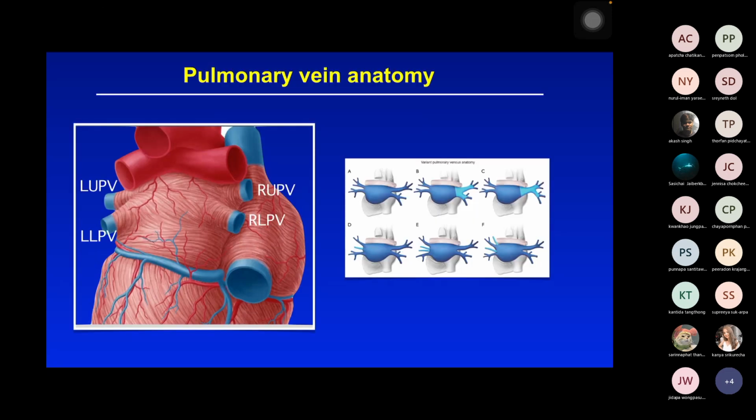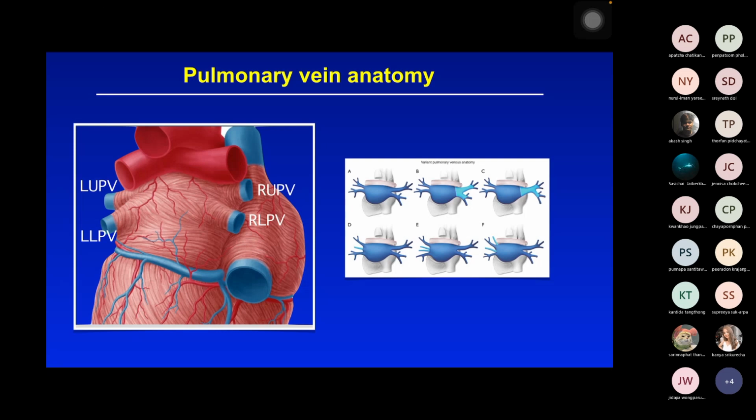Normally, there are 4 pulmonary veins. On the right, there are 2, right upper and right lower. On the left side, there are the left upper and left lower. All 4 pulmonary veins are connected to the left atrium.